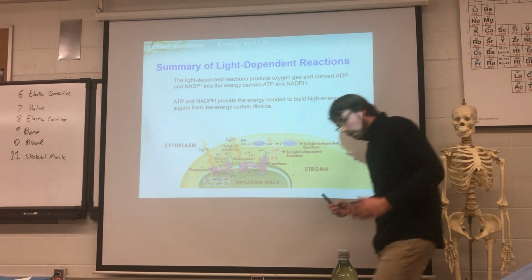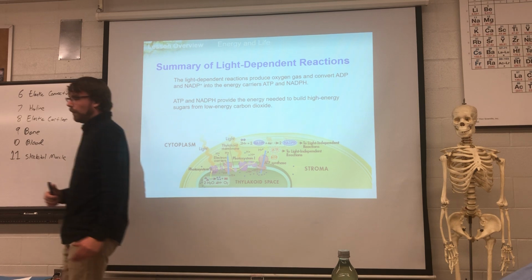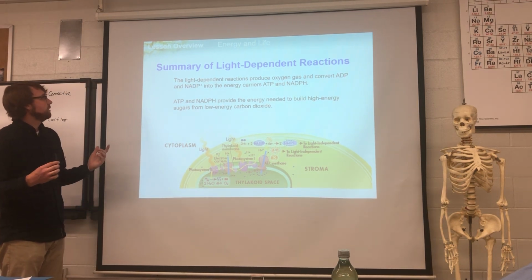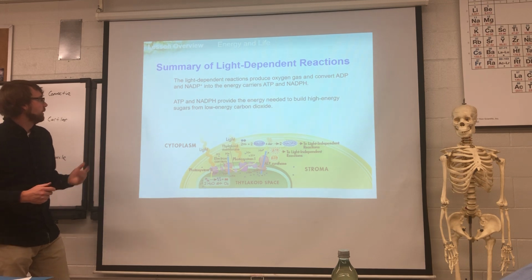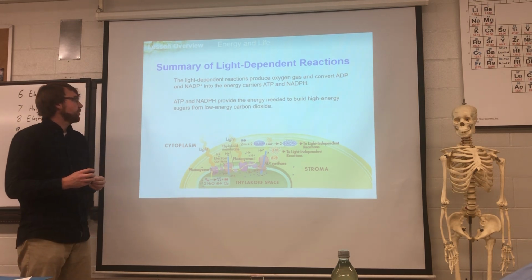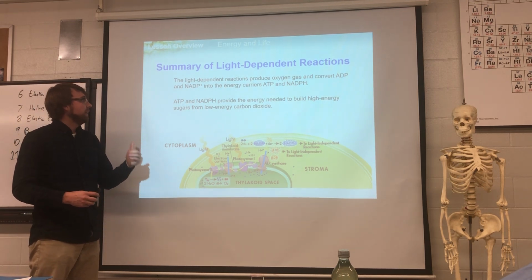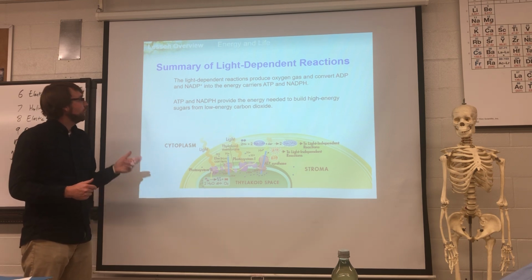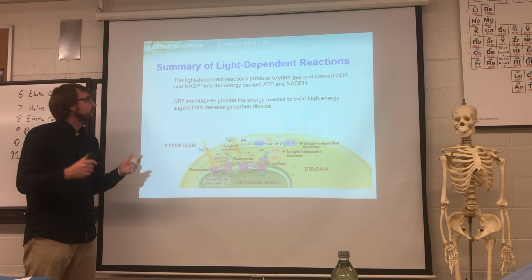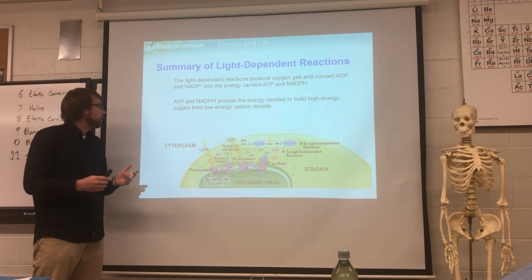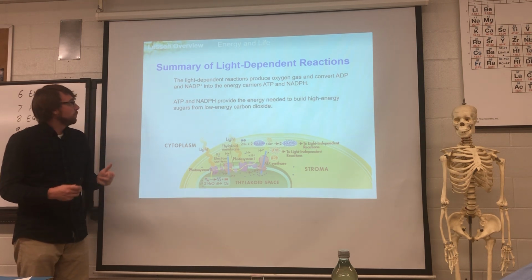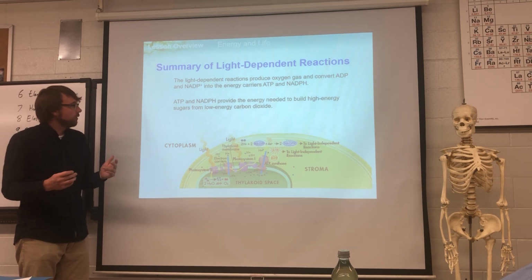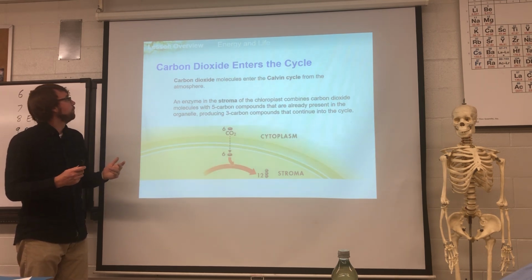So we are again going to do a quick summary of everything that went on in this light-dependent reaction. The light-dependent reactions produce oxygen gas and convert ADP and NADP plus into the energy carriers ATP and NADPH. ATP and NADPH provide the energy needed to build high energy sugars from low energy carbon dioxide.